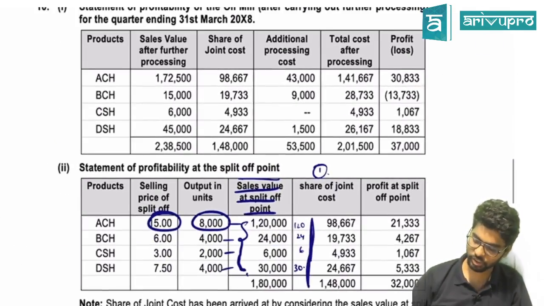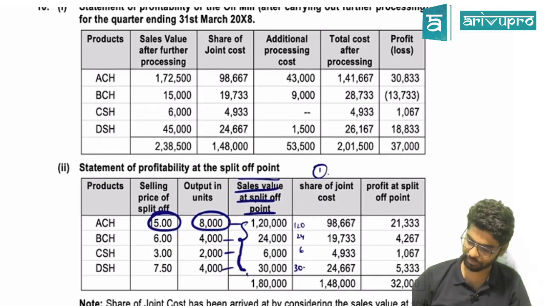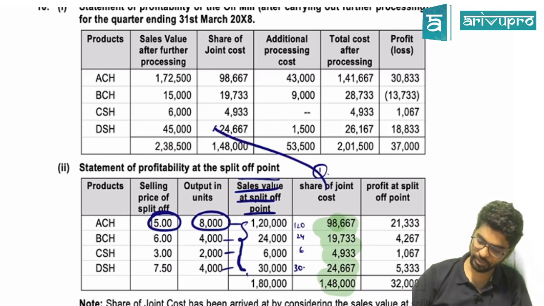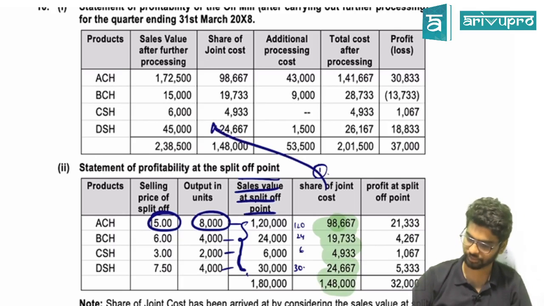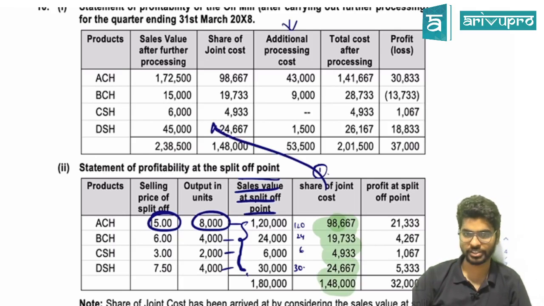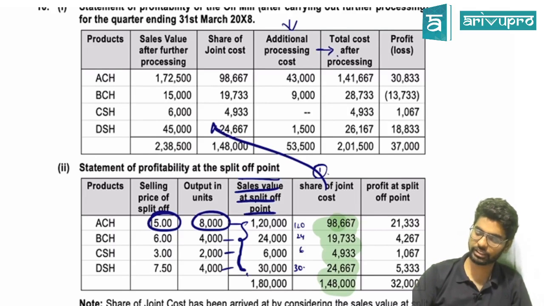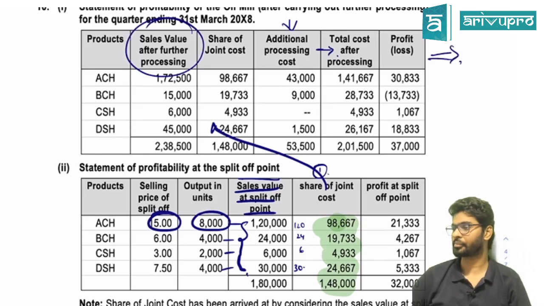So I found the joint cost, that is from this step. What I did, I am going to take this up. This becomes my split off cost. For this, I will add the processing cost. I will end up getting the total cost, reduce it from the sales value, will end up getting the profit. Are you guys clear? Are you guys clear till now?